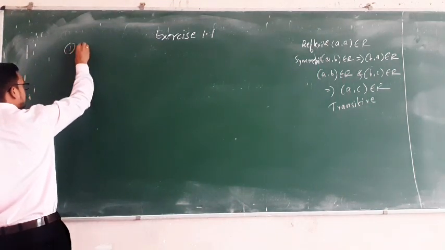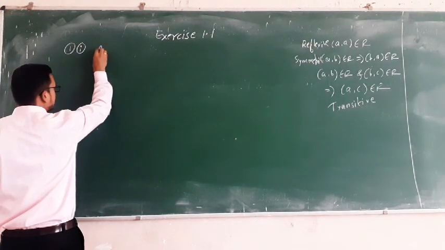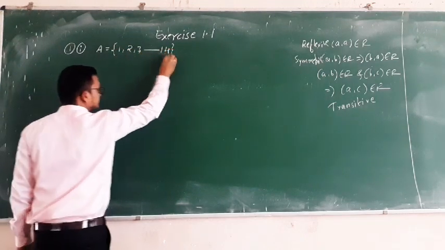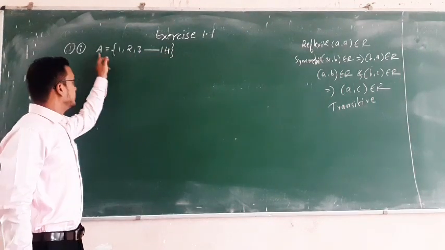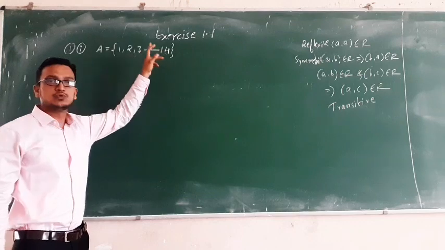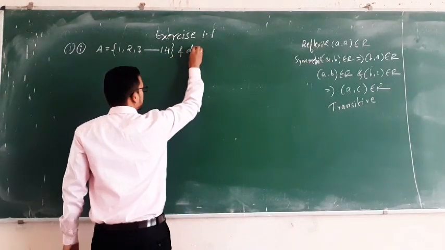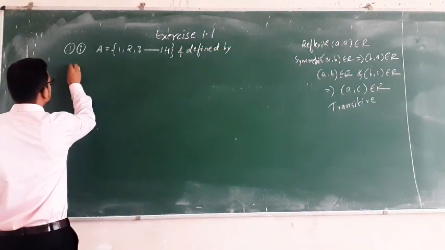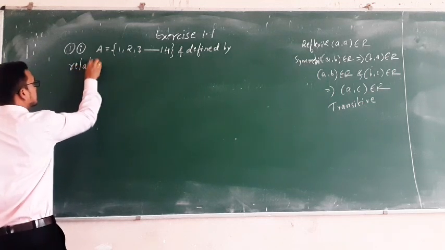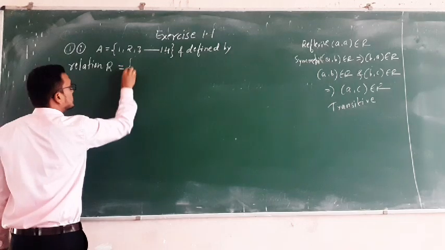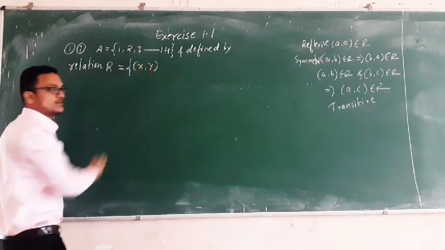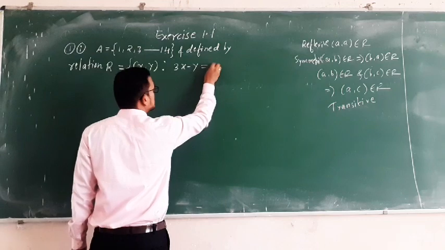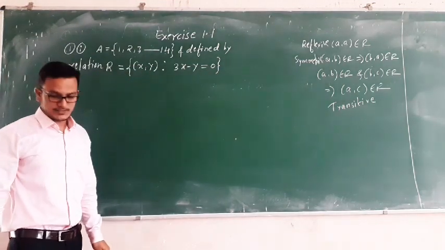In question number 1, first example, they have given one set A is equal to 1, 2, 3, and so on up to 14, and the relation R is defined as the set of all ordered pairs (x, y) such that 3x minus y is equal to 0.